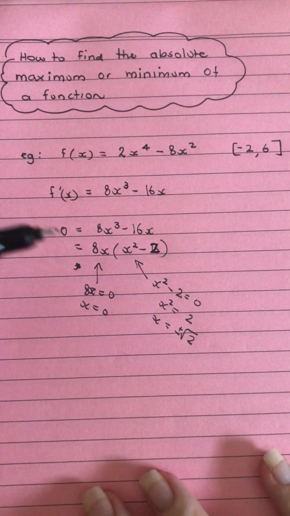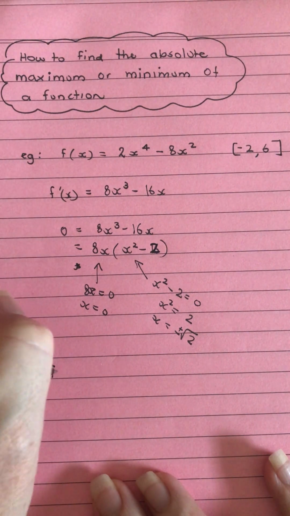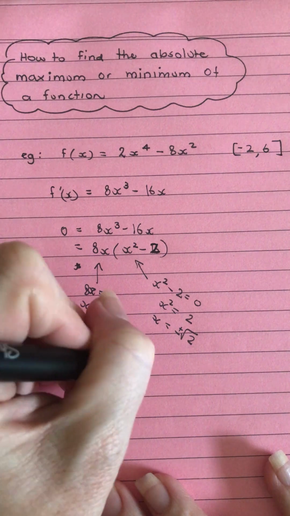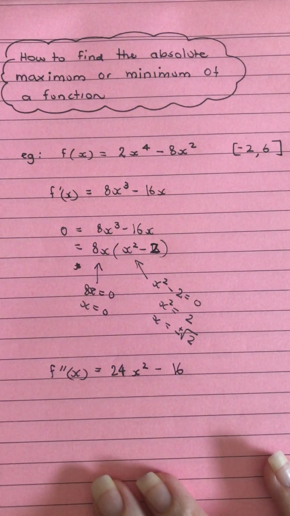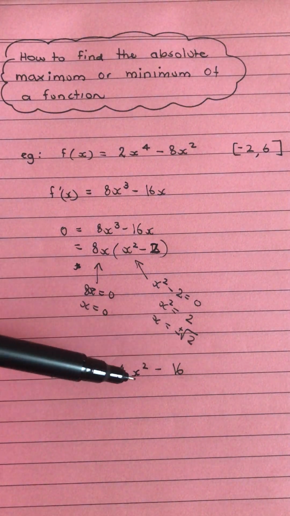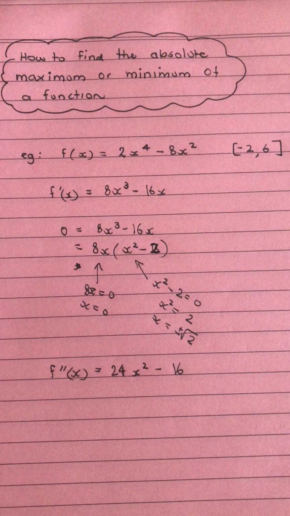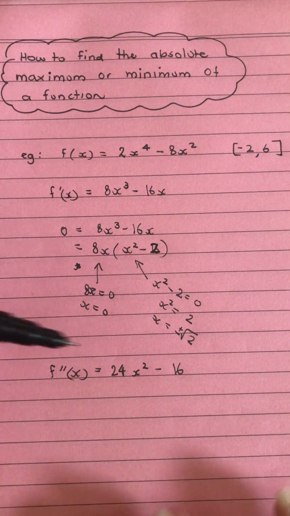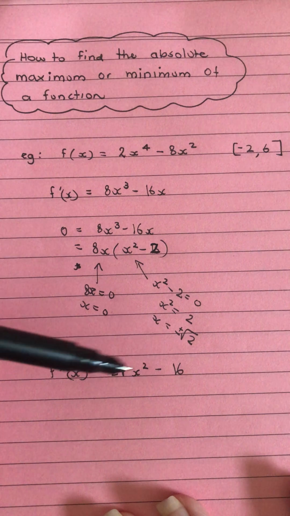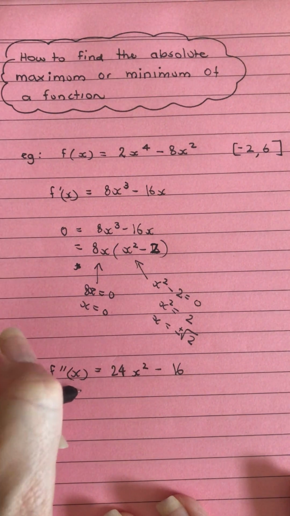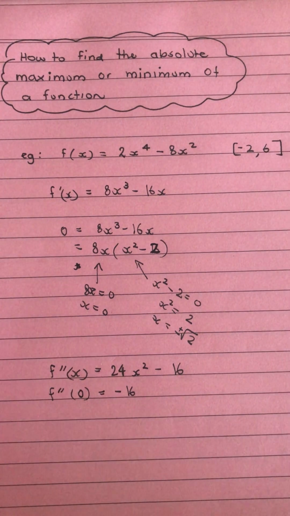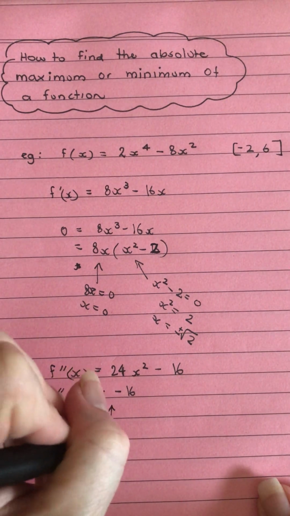So looking at then the second derivative, we're going to get 24x squared take 16. Now, the good thing about that, because we've got our positive or negative square root of 2, when we square that, we're going to get the same number, so we don't have to do it more than once. So putting in 0, we would have 24 times 0 squared is 0, take 16. So f double dash of 0 is going to be negative 16. Being negative 16, that means that is a maximum.